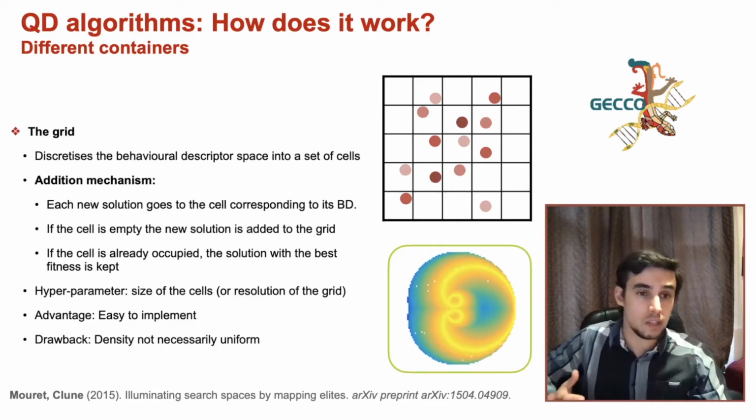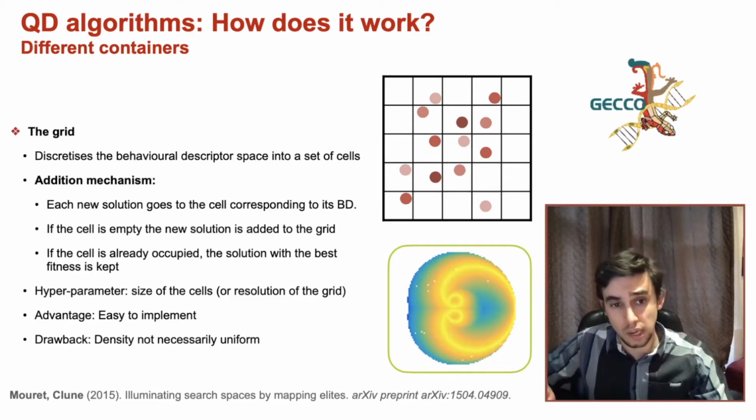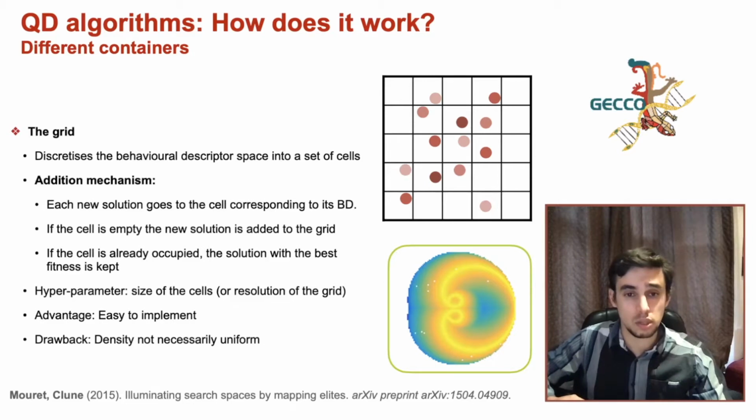Then what is important is to know how we decide to add and to maintain a solution in the grid. The addition mechanism is relatively simple. Each solution goes to the cell corresponding to its behavioral descriptor. And then we have two possibilities. Either the cell is empty, and in this case we simply add the solution in the grid. And it's actually good news, because this means that we extended the coverage of the collection generated by the quality diversity algorithm. Or the second case is when the cell is already occupied, and in this case we simply keep the best solution between the two. In the case where the new solution is better, we add this new solution in the grid, and we delete the former one.